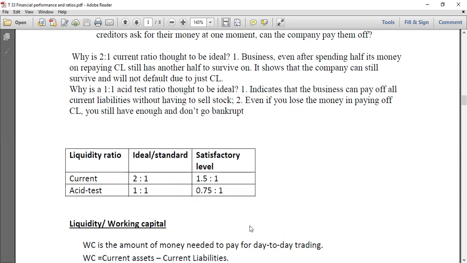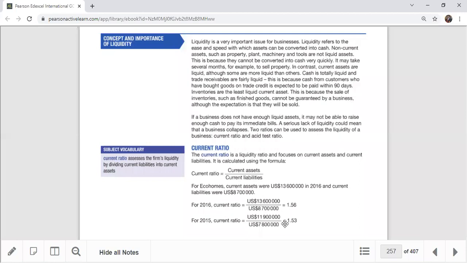Again, the acid test ratio is also like this. So always keep in mind, the best current ratio is 2:1, and 1.5 is the satisfactory level. In this case, both years are above 1.5, above the satisfactory level. So you can see Eco Homes is okay, right? Not excellent. You can say liquidity is good, not excellent.